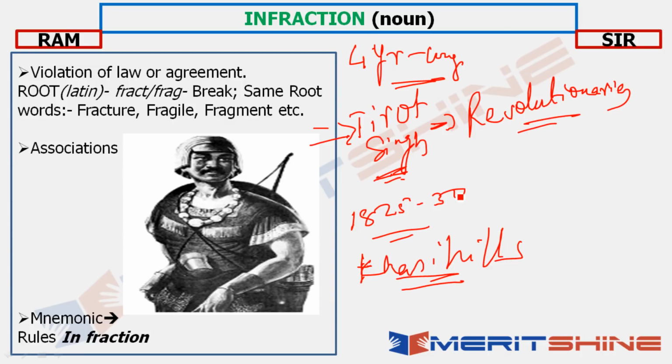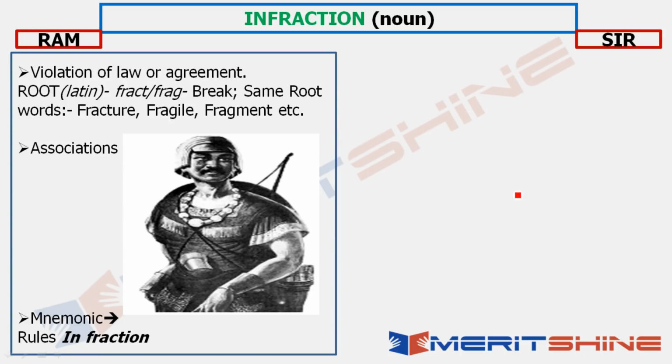A lot of people misjudge Tirot Singh as one of the kings. He was not a king; he was the chief of the Khasi Council, which is a very different thing from a king. Khasi people used to have councils at that point of time, which is a very advanced form of government, considering the time we are talking about, 1825, right? And he was the leader of them.